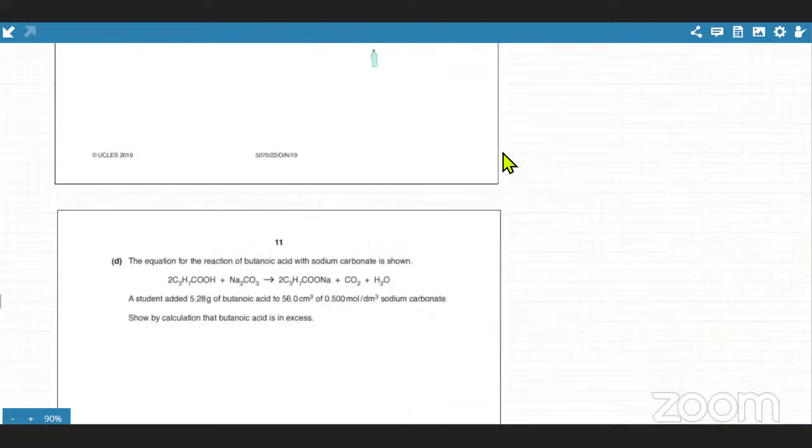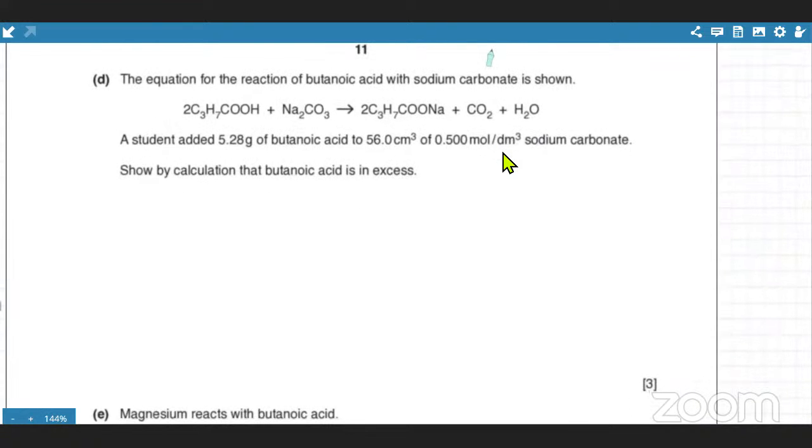Next part is in part D. The equation for the reaction of butanoic acid with sodium carbonate is shown. A student added 5.28 grams of butanoic acid to 56 cm cube of 0.5 mole per dm cube sodium carbonate, and you have to show by calculation that butanoic acid is in excess.